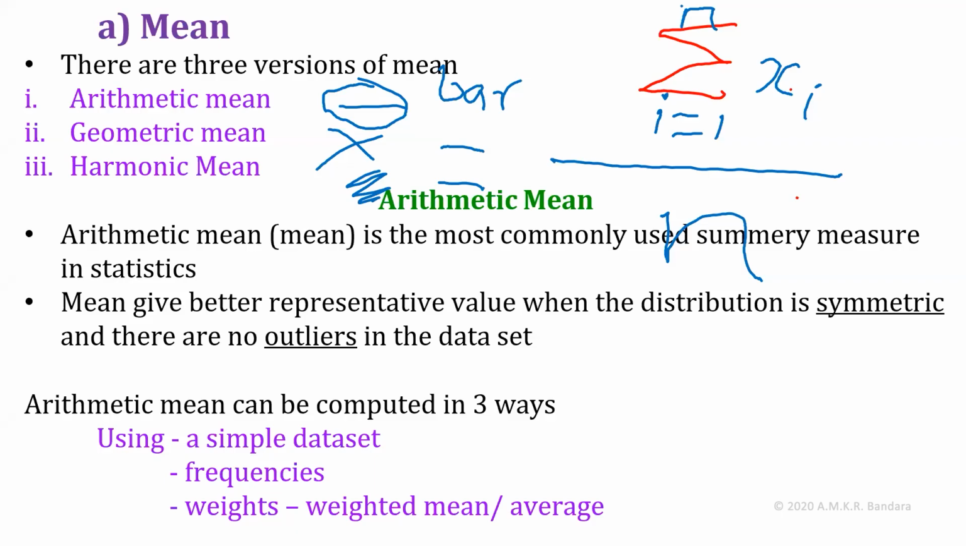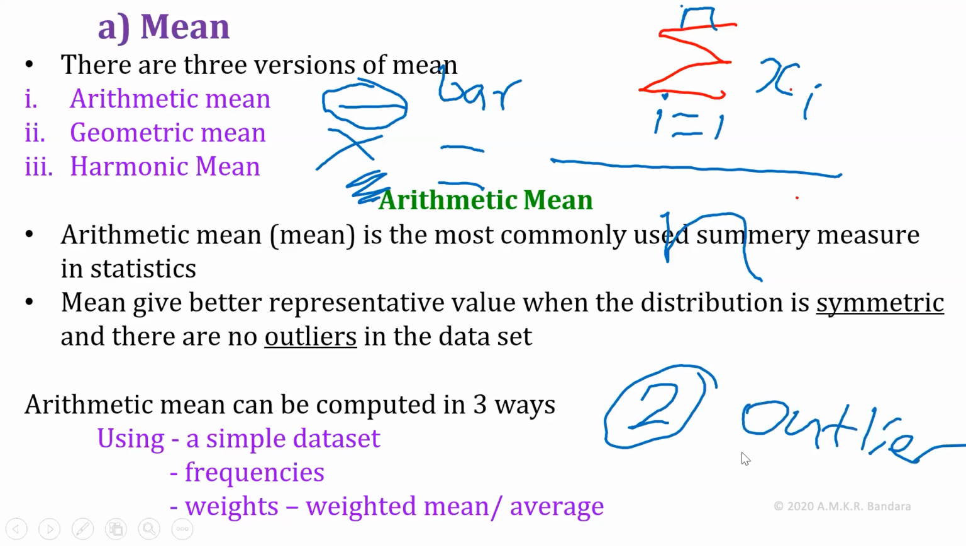So assume in your class, I have your marks. All are above, say 60, and one student is there who has obtained 2 marks. So that is an unusual observation for that data set, and we call that 2 an extreme observation or outlier.